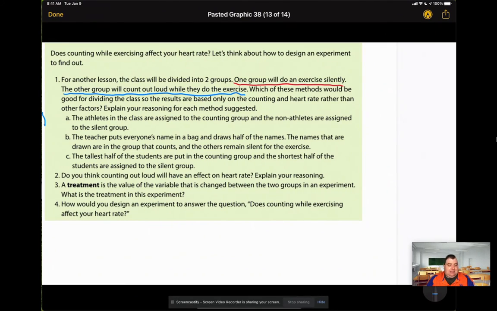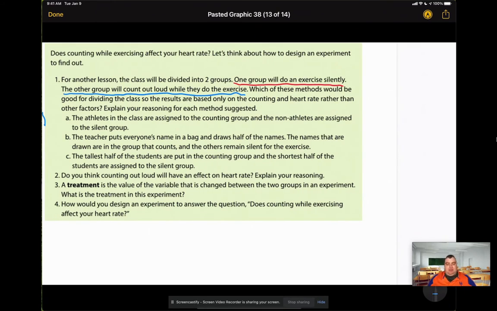So the athletes in the class are assigned to the counting group, and the non-athletes are assigned to the silent group. The teacher puts everyone's name in a bag and draws half of the names. The names that are drawn are in the group that counts, the others remain silent for the exercise. The tallest half of the students are put in the counting group, and the shortest half of the students are assigned to the silent group.